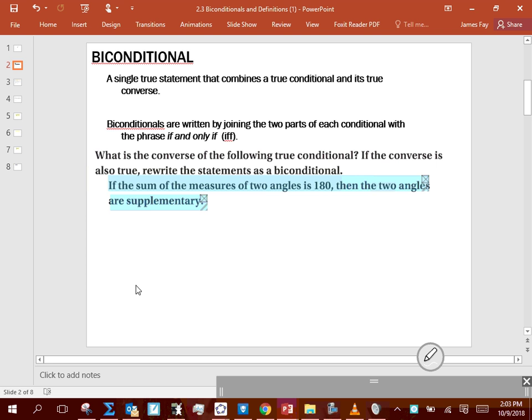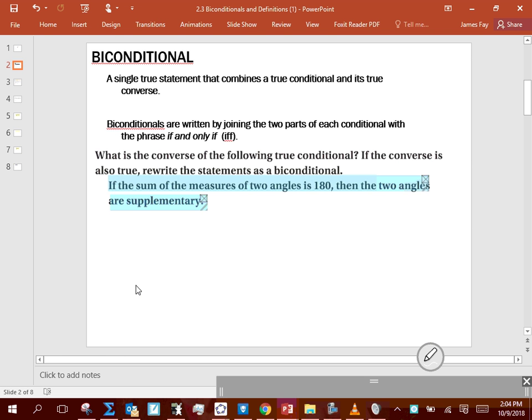Okay, a biconditional is a single true statement that combines a true conditional, a true original if-then statement that we've been talking about, and that true if-then statement's converse. Okay, so this is going to give you the original. So here's the idea: we start with an original, and we decipher is it true or false.